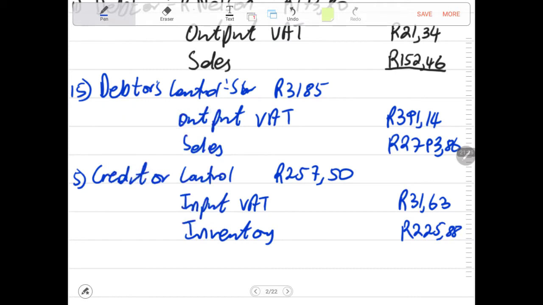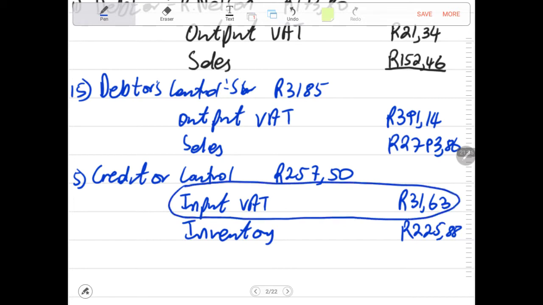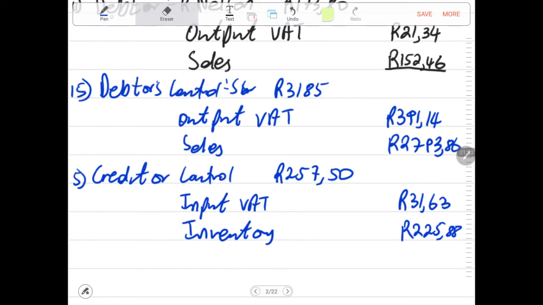Remember, when we bought inventory, we would have claimed this VAT from SARS as input VAT, because a VAT vendor has the right to collect VAT on behalf of SARS when selling goods, and also to claim VAT from SARS when buying goods. After we claimed the input VAT, we returned the inventory. Therefore, we now have to say, SARS, here is the amount of VAT that we claimed from you on the goods that we previously bought on credit. So this will be how we record this.